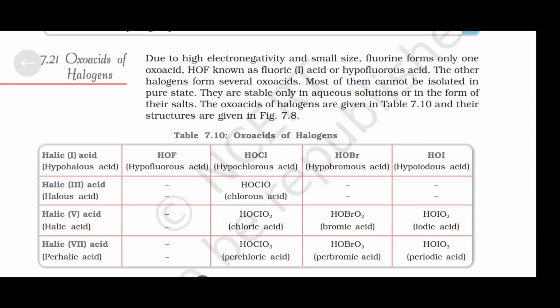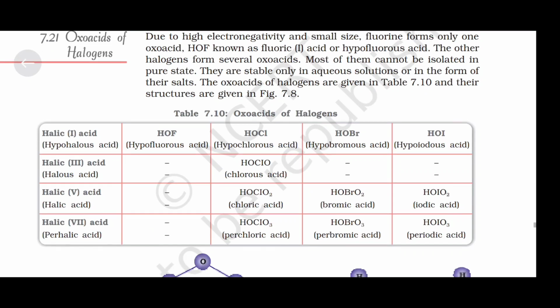Oxoacids of halogens. Due to high electronegativity and small size, fluorine forms only one oxoacid, HOF, known as fluoric acid or hypofluorous acid. The other halogens form several oxoacids. Most of them cannot be isolated in pure state. They are stable only in aqueous solution or in the form of their salts. The oxoacids of halogens are given in table 7.10 and their structures are given in figure 7.8.